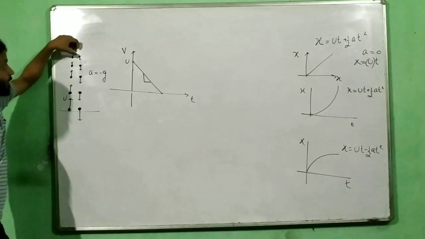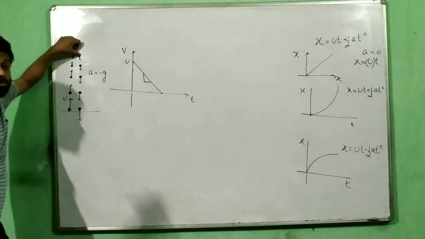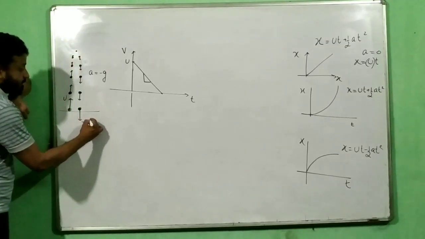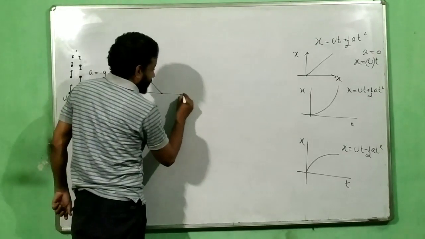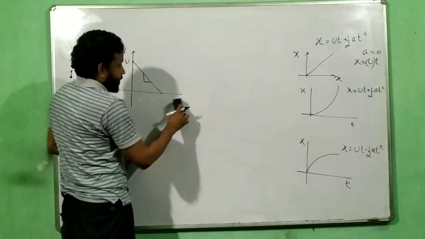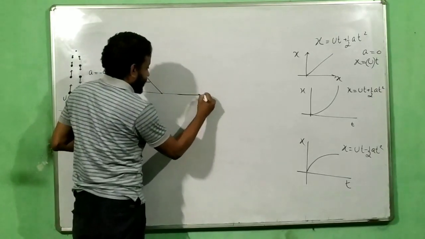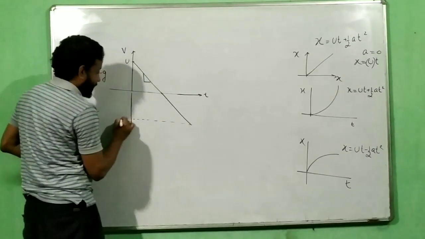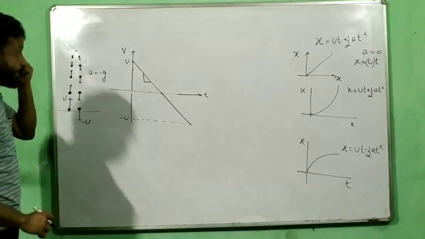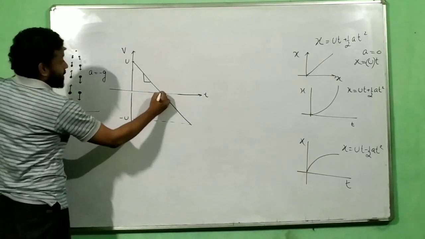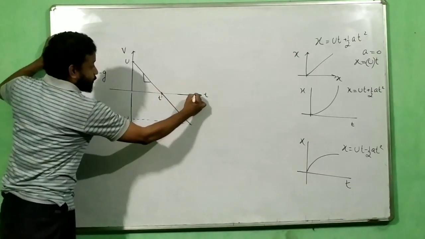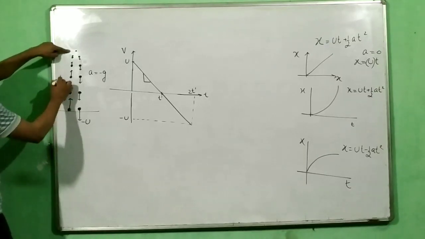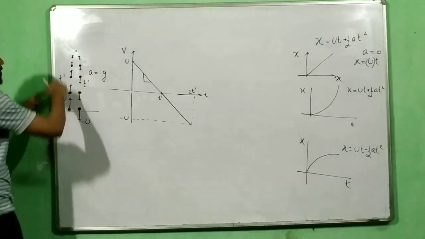Now the velocity becomes negative, so the graph will shift to the fourth quadrant, and then it starts increasing in magnitude, and here when it reaches, it retains minus of u. And this becomes again minus of u. So if I consider this to be time, let us say t dash, then this will be your 2t dash. Why? Because I have told you earlier also the time of ascent is equal to the time of descent. So total time will be 2t dash.